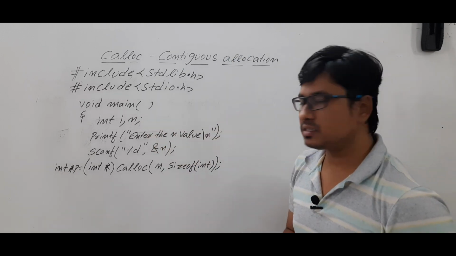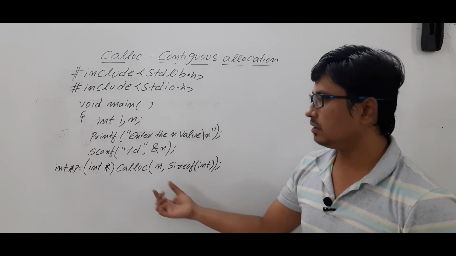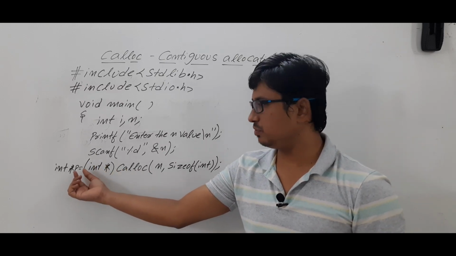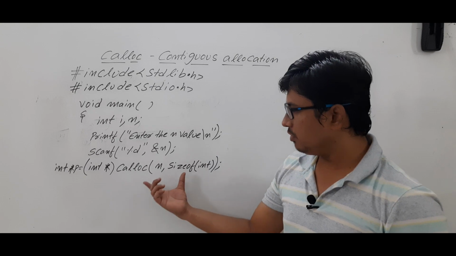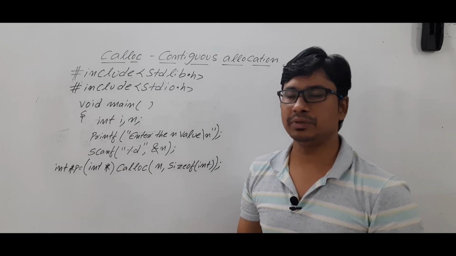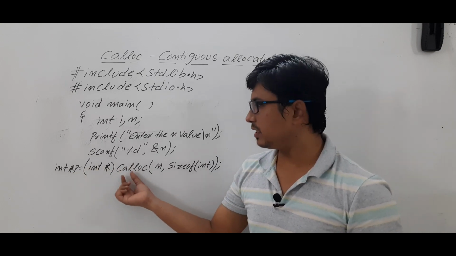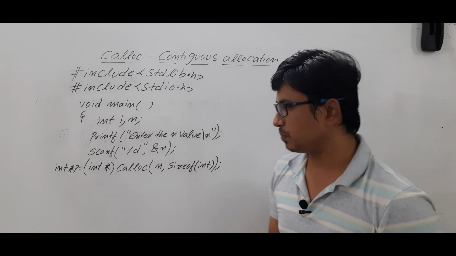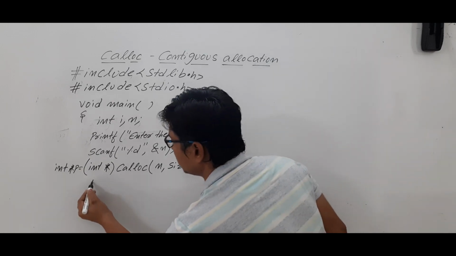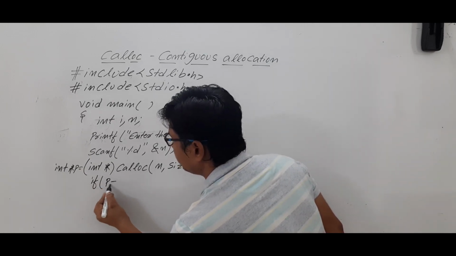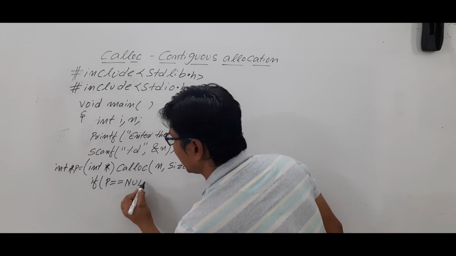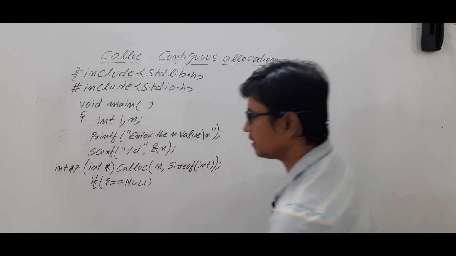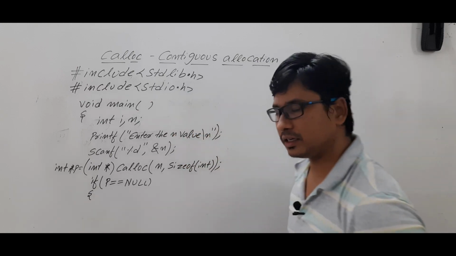If the memory is successfully allocated, the base address or the starting address will be stored in the pointer p. If the memory is not allocated due to some issues, then a null value will be returned and it will be stored in the pointer p. So you need to check whether the memory is allocated or not. If p is equal to null, then you know that memory is not allocated.